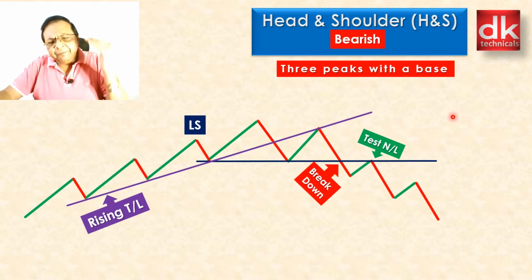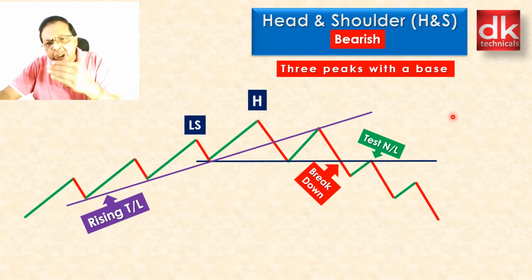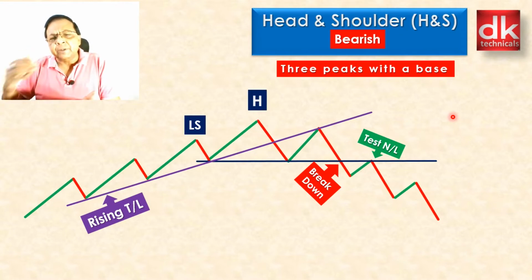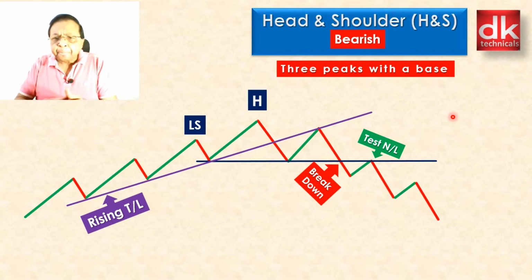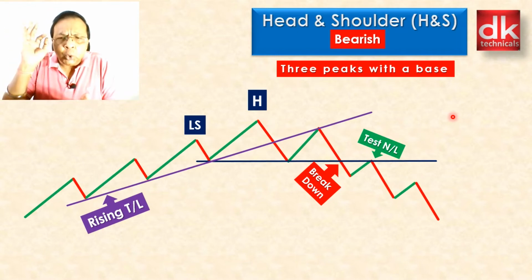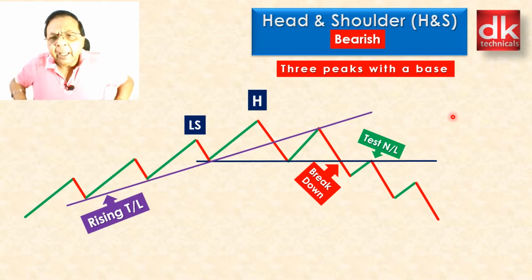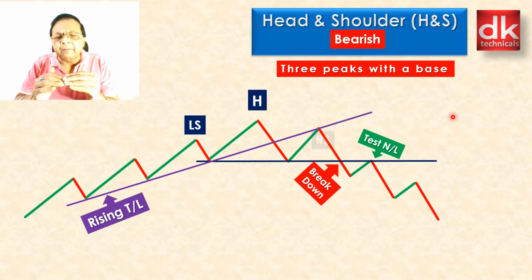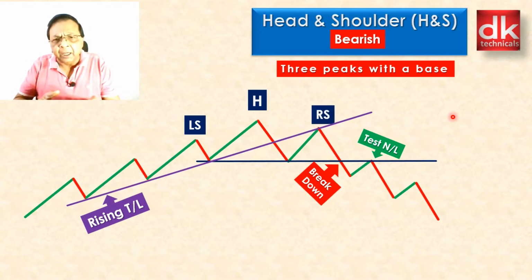But 65 to 68% of the time, in a book called Encyclopedia of Chart Patterns, it has been explained that around 65 to 70% of the time there is a tendency after the breakdown of a head and shoulder to have a pullback to test the neckline, and if that happens then our risk reward ratio becomes quite favorable to take the short trade.